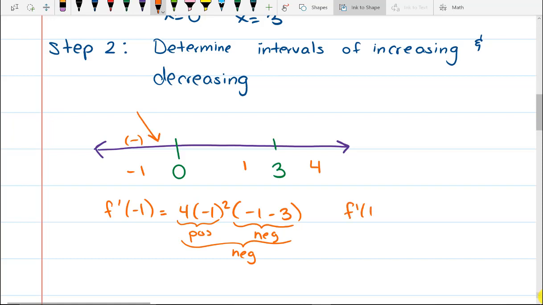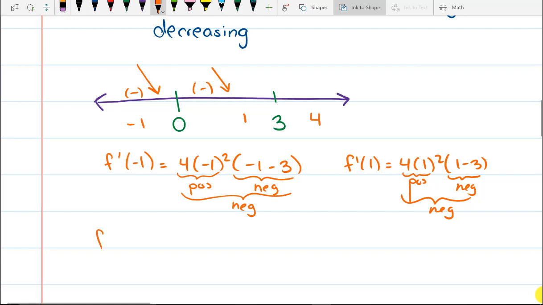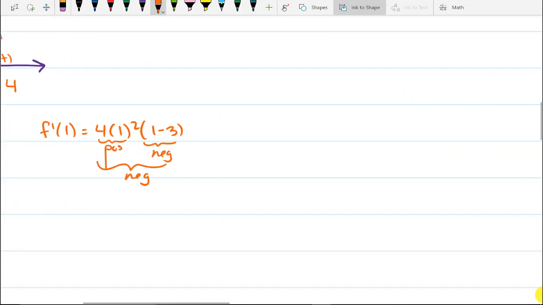Now I'm going to use 1. f prime of 1 is 4 times 1 squared times (1 minus 3). That's positive, that's negative, so the whole thing is negative. This is interesting. This is a case where 0 is not a local max or a local min, because it's decreasing on both sides. And then we do the final one, f prime of 4. You get 4 times 4 squared times (4 minus 3). Everything here is positive, so it shoots up. So it looks like the critical point 3 is going to be an extrema. Okay, so let's talk about that for a minute. x equals 0 is a critical point, but not an extrema.